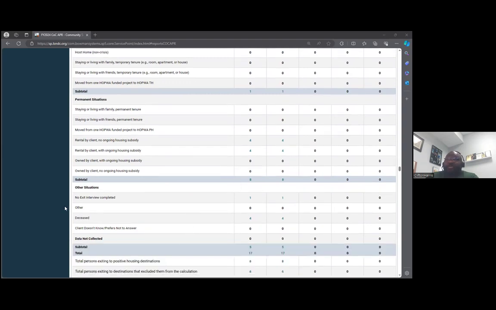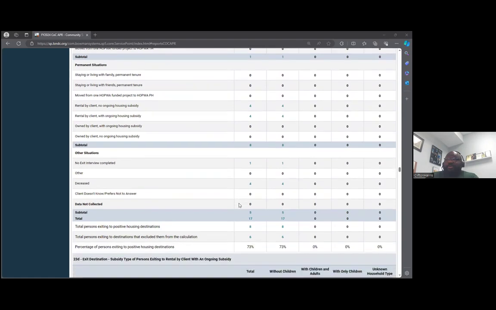And then in this report, there are 4 people that are deceased. They're going to take them out of the measurement, right?